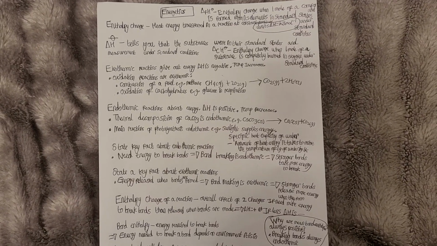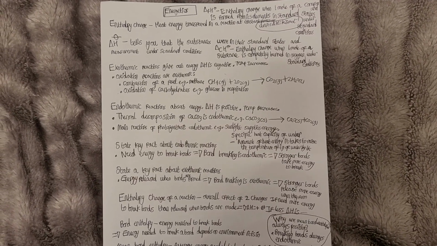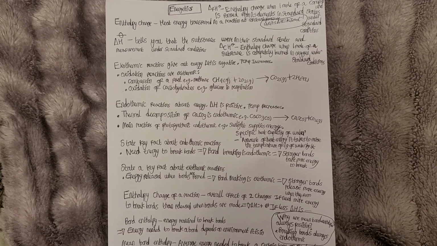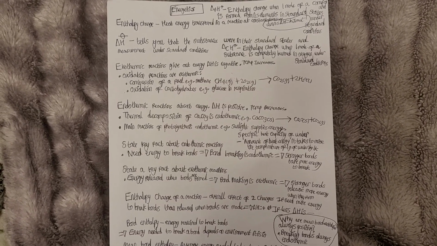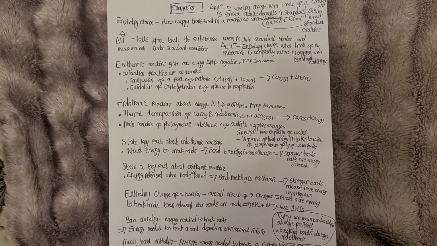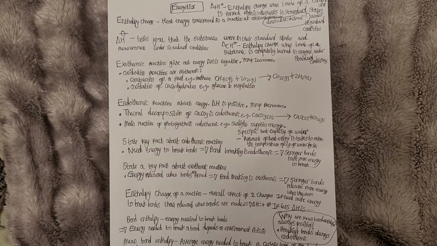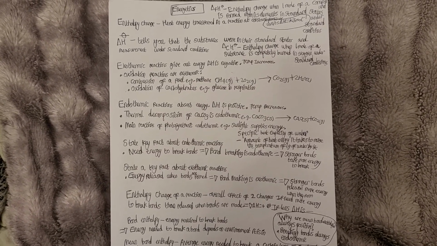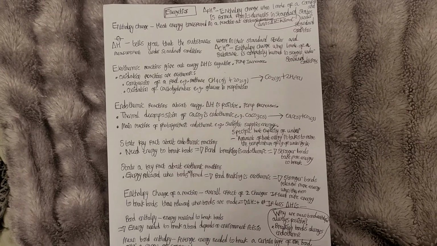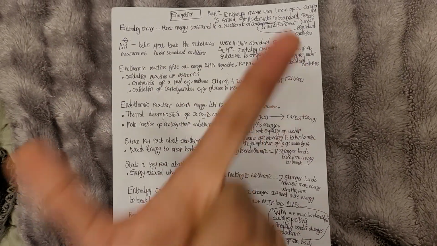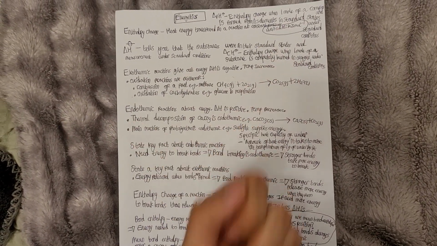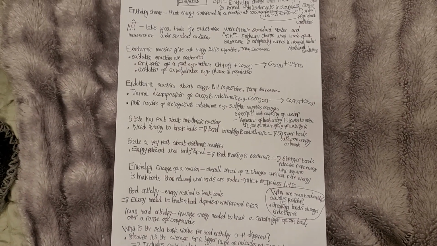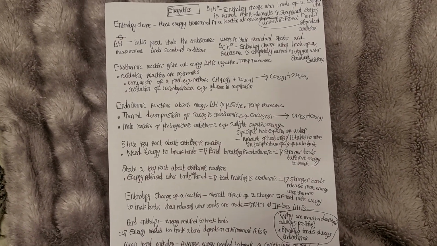Exothermic reactions give out energy, therefore delta H is negative, and the temperature increases. Two examples of exothermic reactions: oxidation reactions are exothermic. Combustion of fuel like methane, CH4 plus 2O2 to form CO2 plus 2H2O, or oxidation of carbohydrates like glucose in respiration. Both are examples of exothermic reactions. Oxidation reactions are generally exothermic.